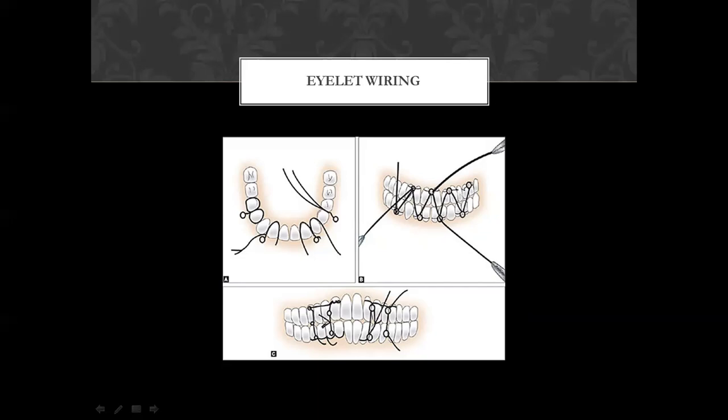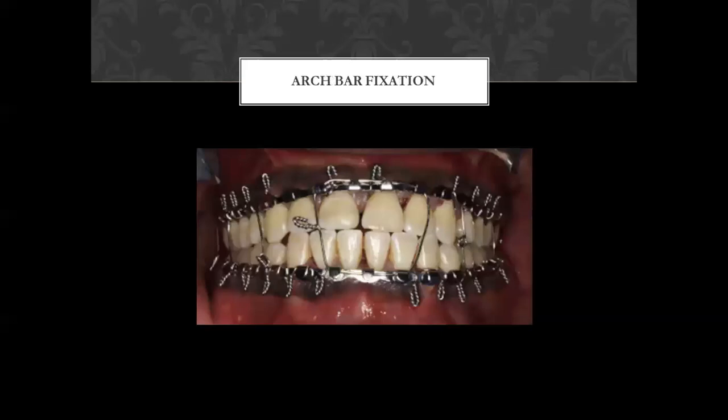So just remember the pictures. This is the arch bar, which has been proposed by Erich, the arch bar, which is the most commonly used technique for intermaxillary fixation nowadays. So just remember this is an Erich arch bar and the length of the arch bar is 30 centimeters. This loop should always face towards the gingiva. So these were the most important points in this arch bar fixation.